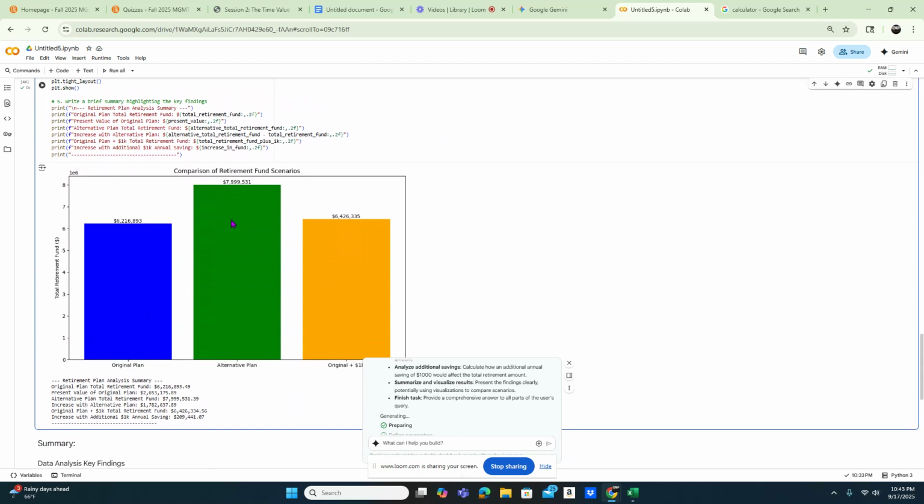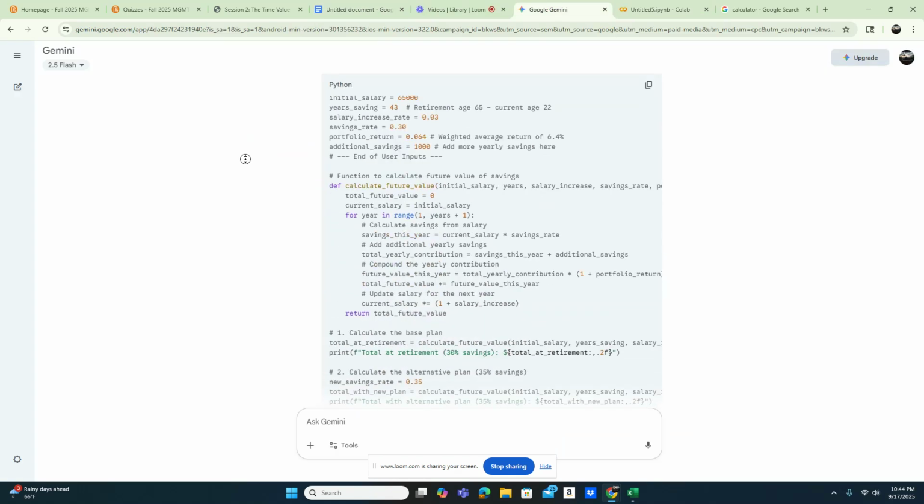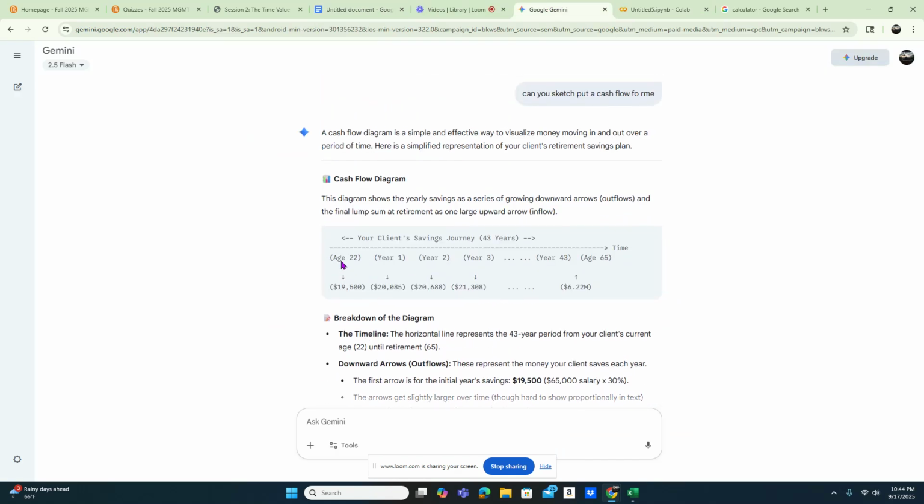It shows the original plan, 30% savings, and that's it. He saved 30% of his money, and that's all he would do. This is if he was to save only 5% more, he gets $1 million more. Then if he only adds $1,000 at the end of the year, he only gets $200,000 more, which is all very important. And then let me show you guys a little chart. This is what would happen.